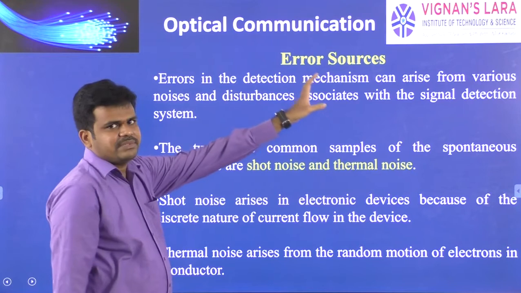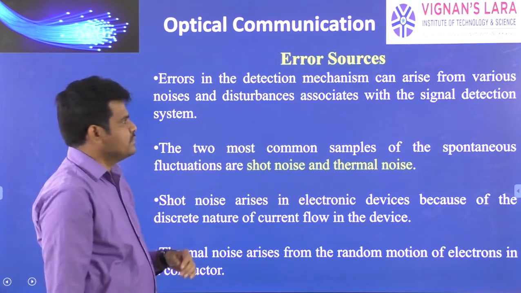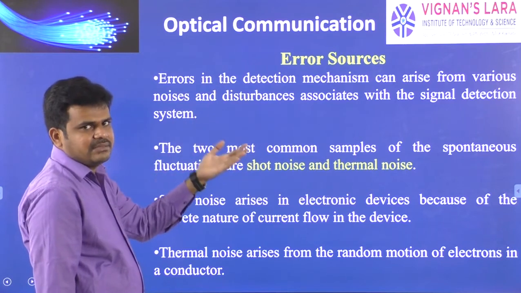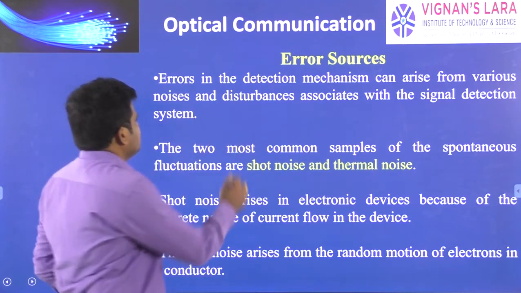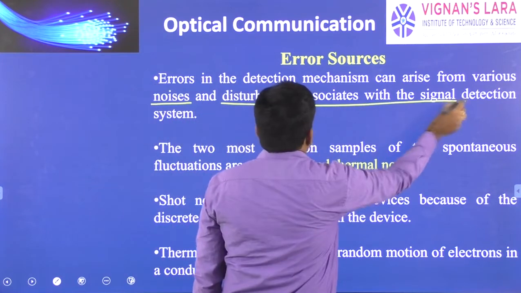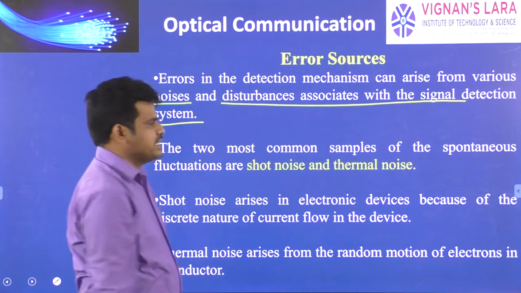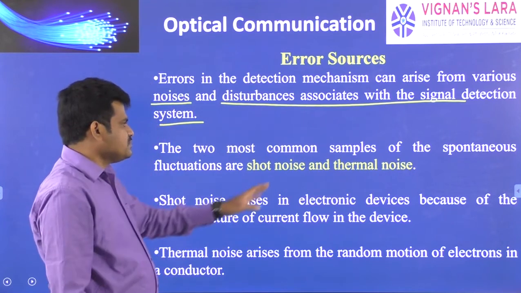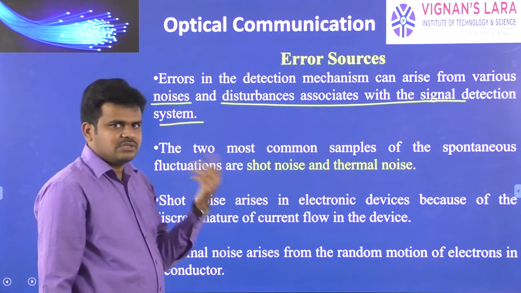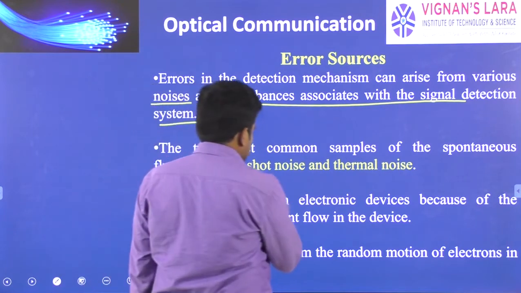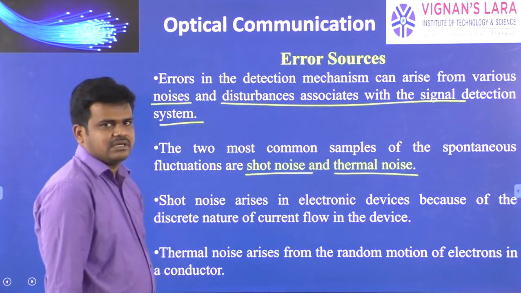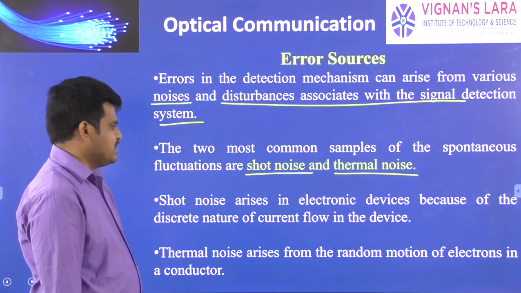So the next topic is error sources. Errors in the detection mechanism may arise from various sources. That means it may be noise or disturbance associated with the signal detection system. Generally, the most common fluctuations are two types of noise: one is shot noise, another one is thermal noise.